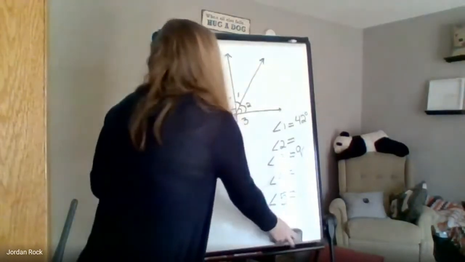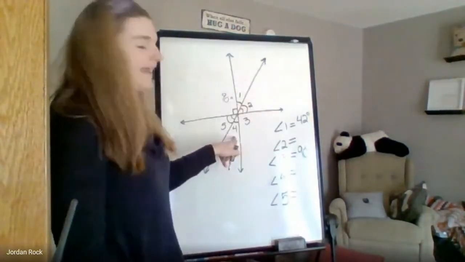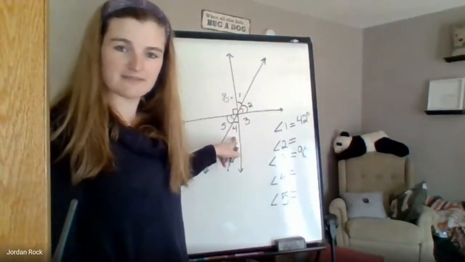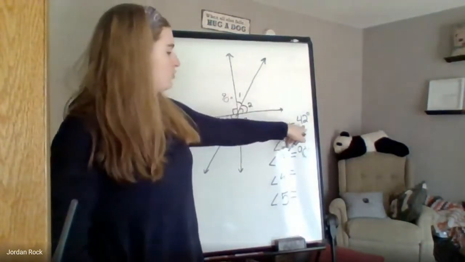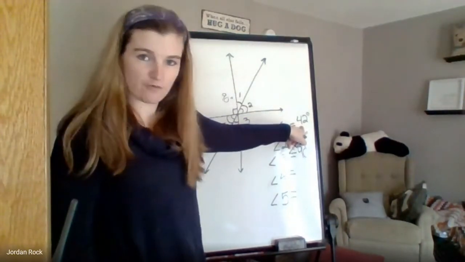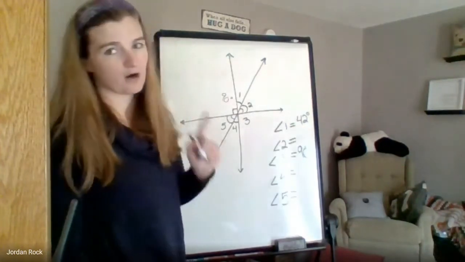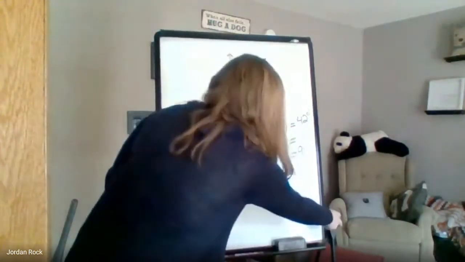Okay, so I know that angle 1 and angle 4 are going to be the same measure, and they told me what angle 1 is. So the vertical angle of angle 1 is angle 4. If angle 1 is 42 degrees, that means angle 4 also has to be 42 degrees.